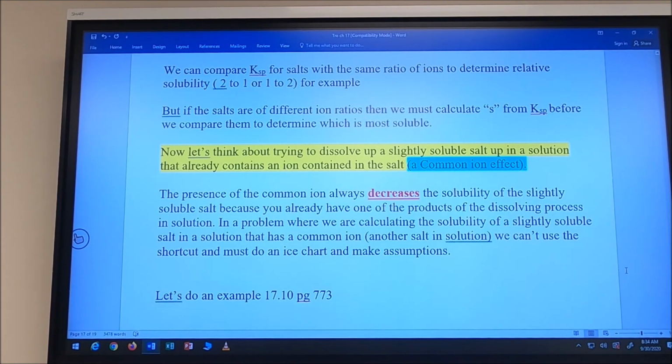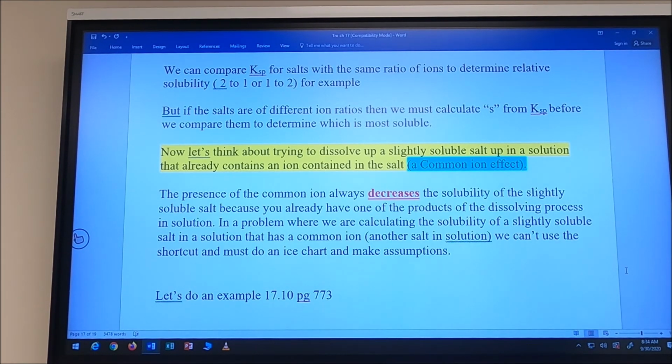So if I were to compare silver chloride to gold 1 chloride, that would be a good comparison because they're in a 1-to-1 ratio. But I wouldn't want to compare the solubility of silver chloride to copper 2 chloride with just the KSPs because there's a different ratio of ions. We'd actually have to calculate the solubility to compare the solubility of copper 2 chloride to silver chloride.